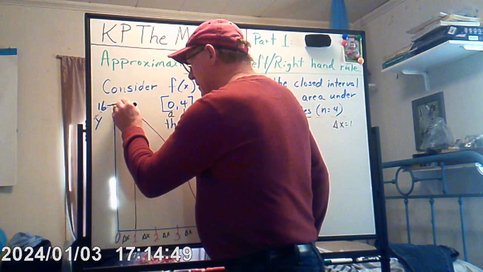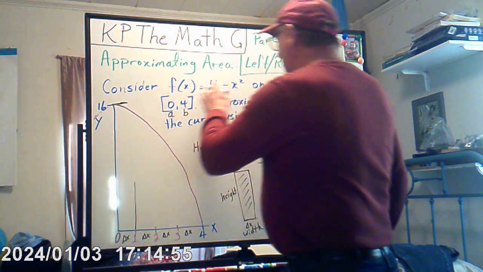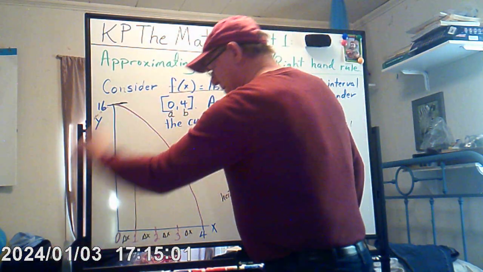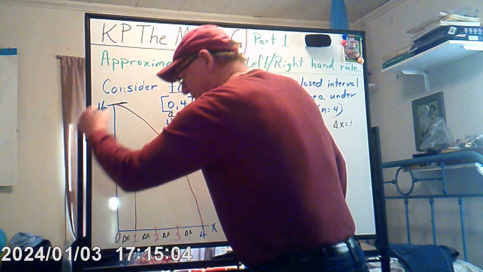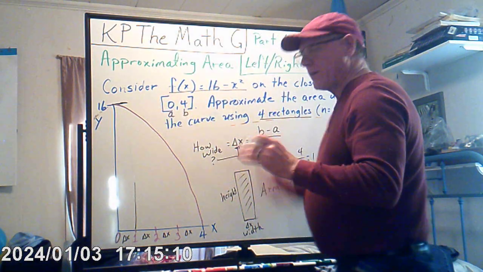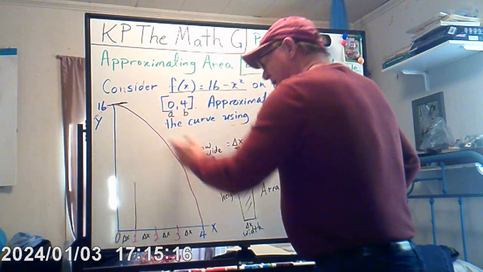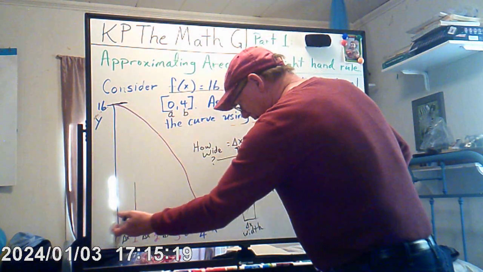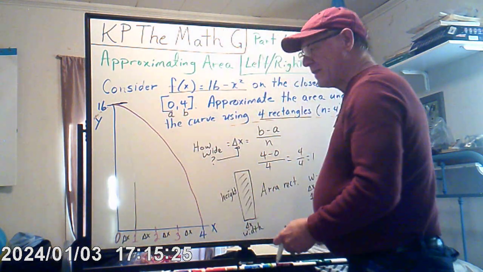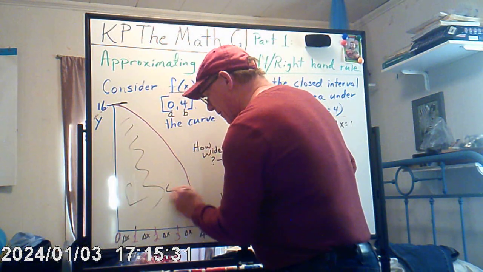By the way, this is the graph, or part of it, of 16 minus x squared. It goes on this way too to -4. It crosses the x-axis at -4 and at +4, but we're only looking at the closed interval from 0 to 4. So we're only looking at this part, the area bounded by the x-axis, the y-axis and the curve itself. We're actually looking for all this area right here.